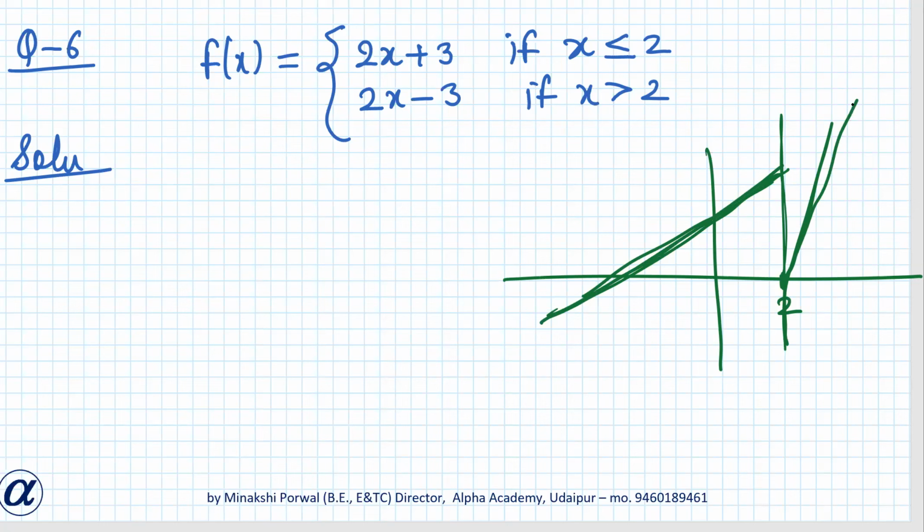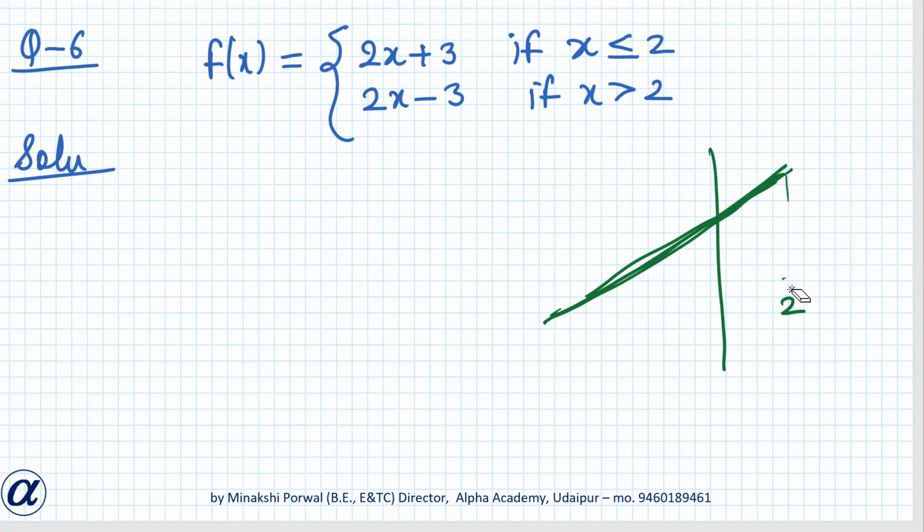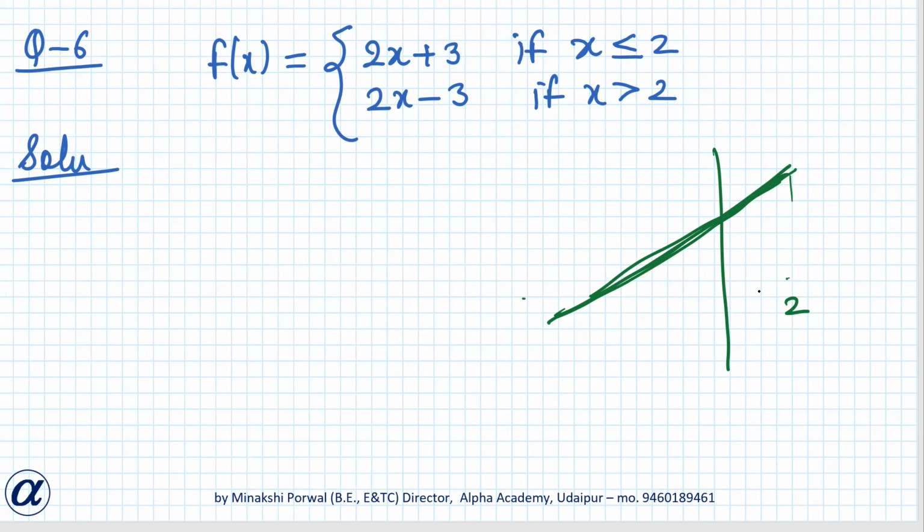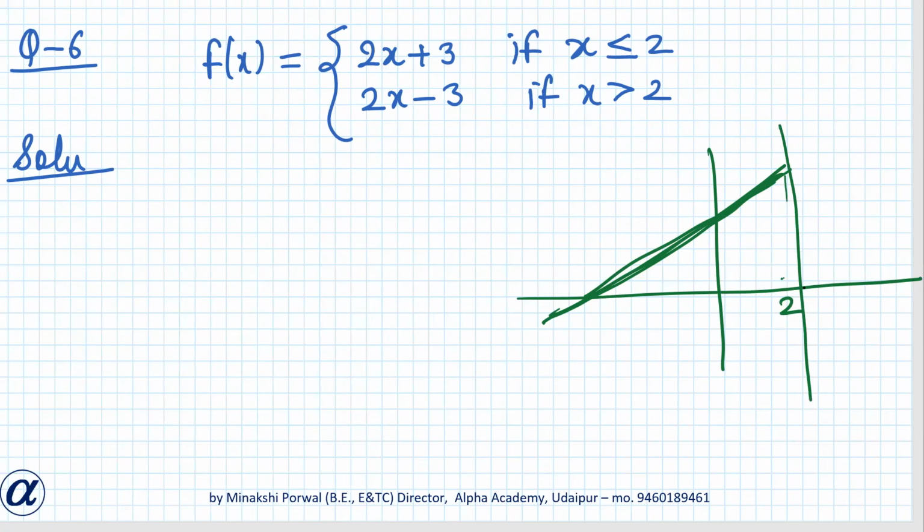So what can be the point of discontinuity? The point of discontinuity can only be 2. Isn't it? Only 2 can be the point where this is discontinuous. Before that, when x is less than 2, it is 2x plus 3, so it will be some linear graph. For 1, 0, minus 1, for all of these, this is the one function, 2x plus 3, and this expression is defining the function.